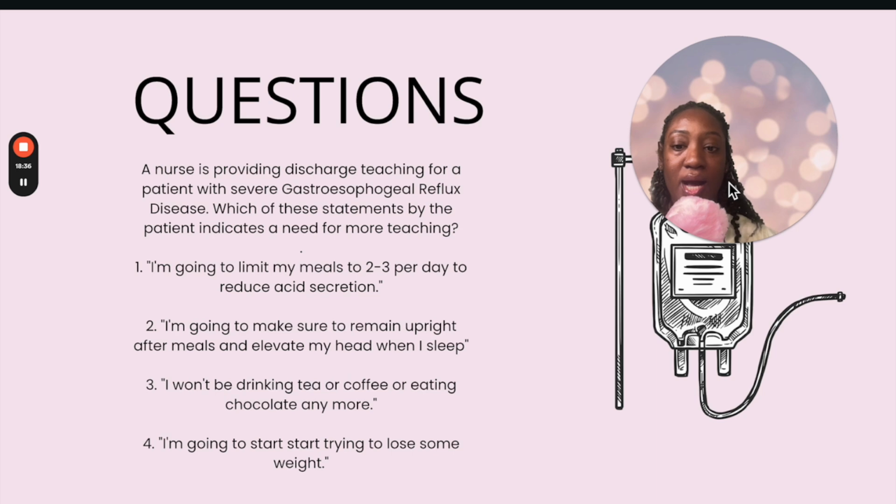1, I'm going to limit my meals to 2 to 3 per day to reduce acid secretion. 2, I'm going to make sure to remain upright after meals and elevate my head when I sleep. 3, I won't be drinking tea or coffee or eating chocolate anymore. 4, I'm going to start trying to lose some weight.